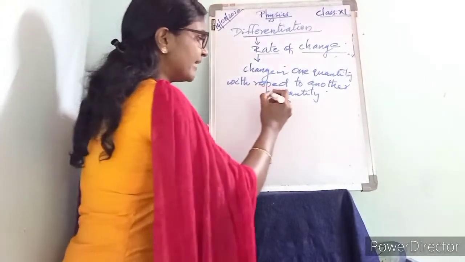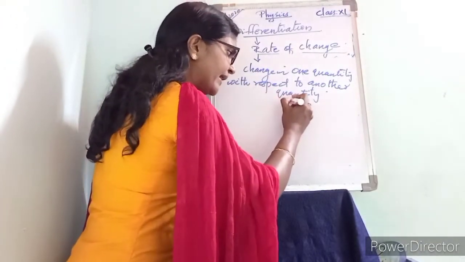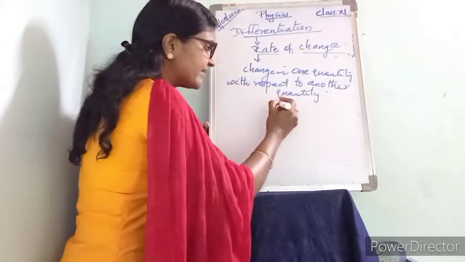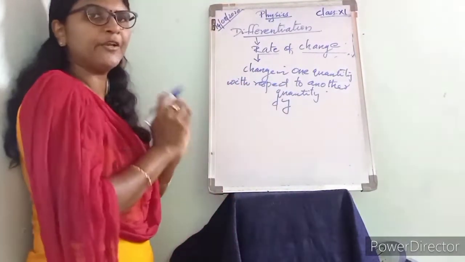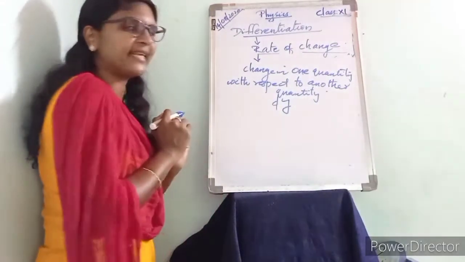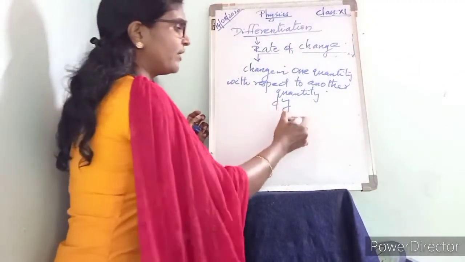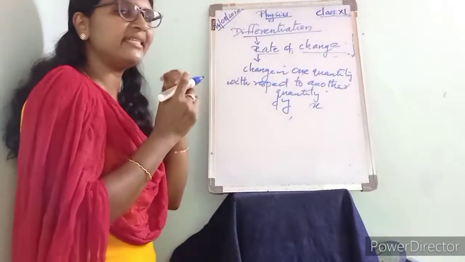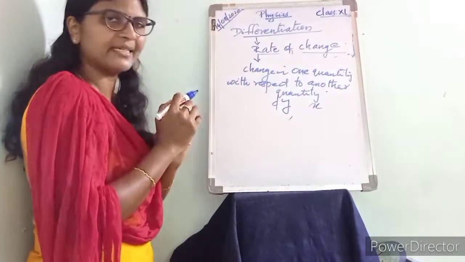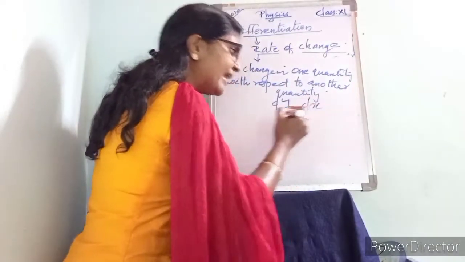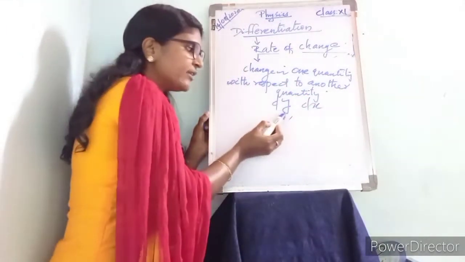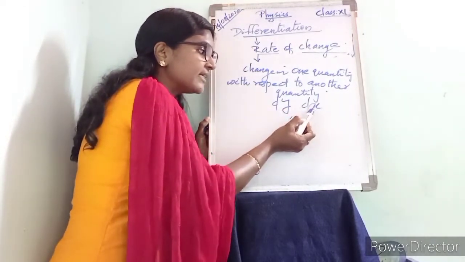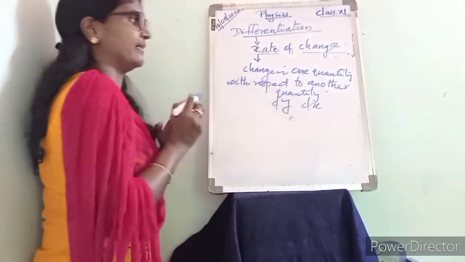Suppose we consider the variable y and the change in y. That can be represented as dy. Okay, that thing you know. The change in y is represented as dy. Then what is next? We consider another variable x. The change in x is represented as dx. Okay, the change in y is dy, and the change in x is dx.